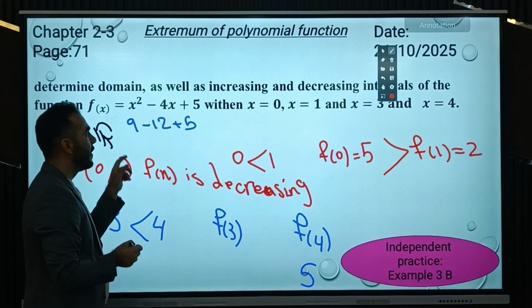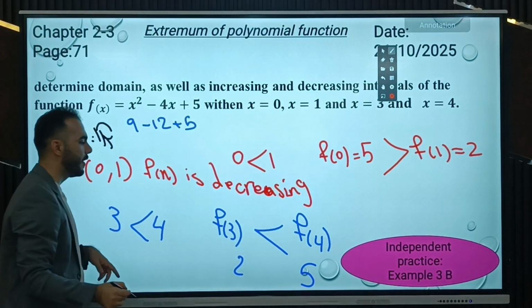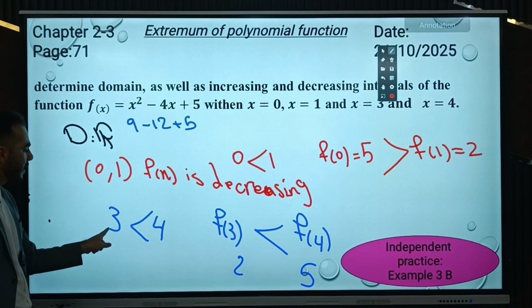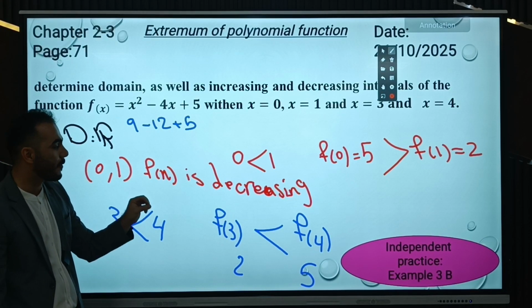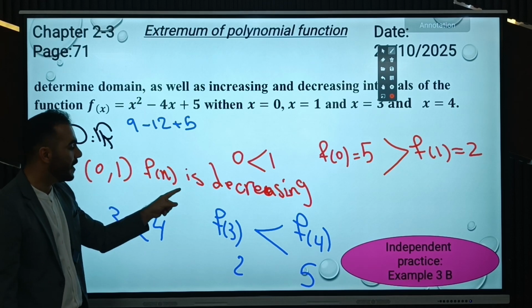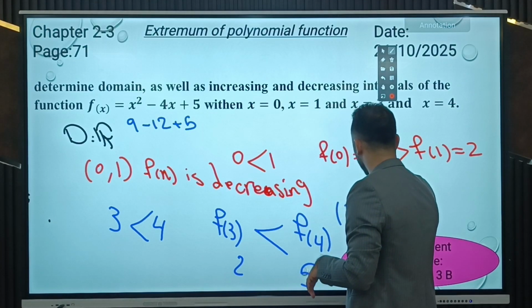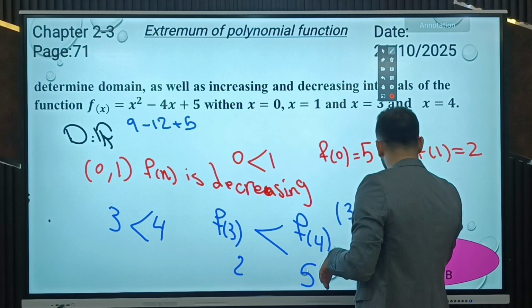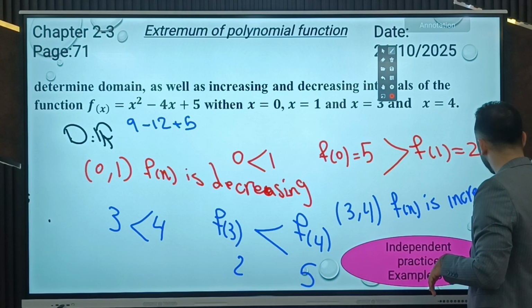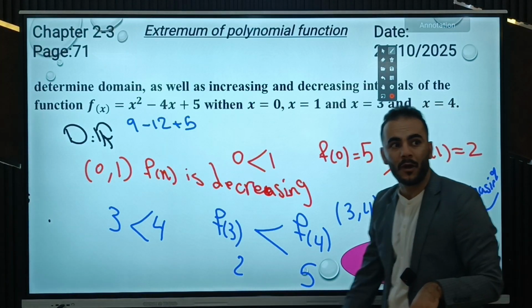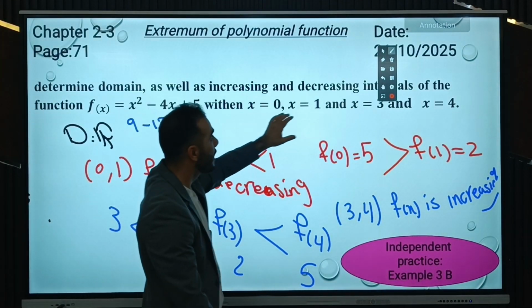So f of 4 is bigger than f of 3, just like the points. Since 4 is bigger than 3, and f of 4 is bigger than f of 3 too, we are going to claim that our function, f of x, is increasing in this interval. So in the interval 3 to 4, f of x is increasing. That's it. This is how we find the increasing and decreasing intervals. Perfect. So the next question, I hope that you understand this one, guys. Let's go to the next question.